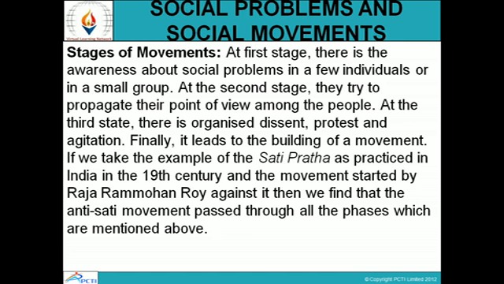Stages of movements. At the first stage, there is an awareness about a social problem in a few individuals or in a small group. At the second stage, they try to propagate their point of view among the people. At the third stage, there is organized dissent, protest and agitation. Finally, it leads to the building of a movement. If we take the example of the Sati Pratha as practiced in India in the 19th century, the movement was started by Raja Ram Mohan Roy against it. Then we find that the anti-Sati movement passed through all the phases mentioned above.